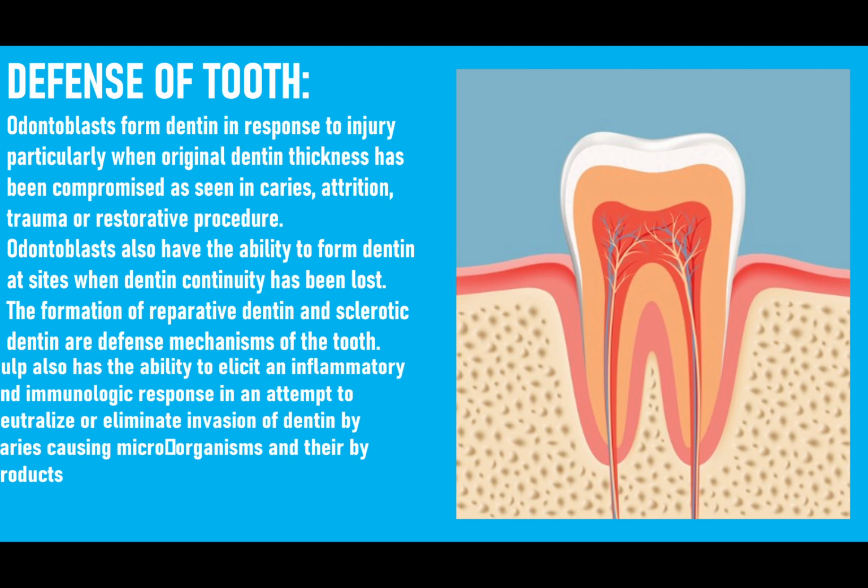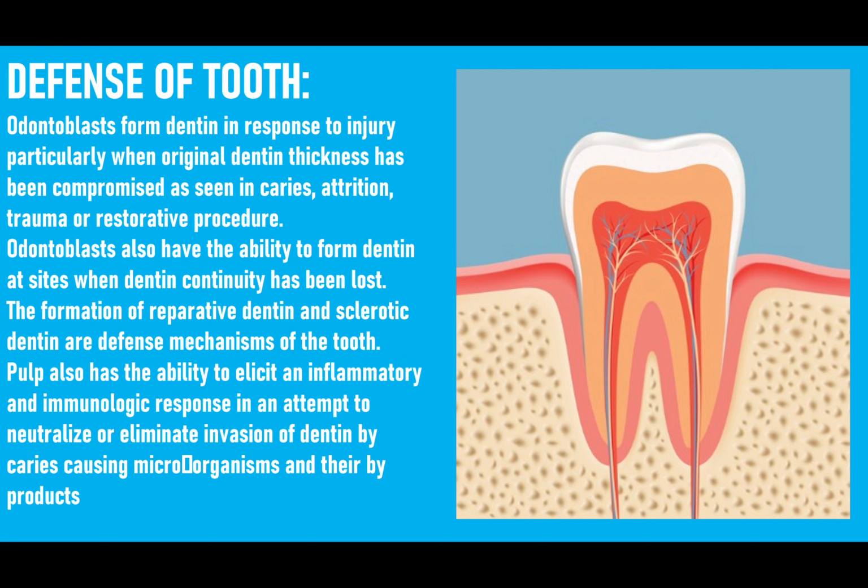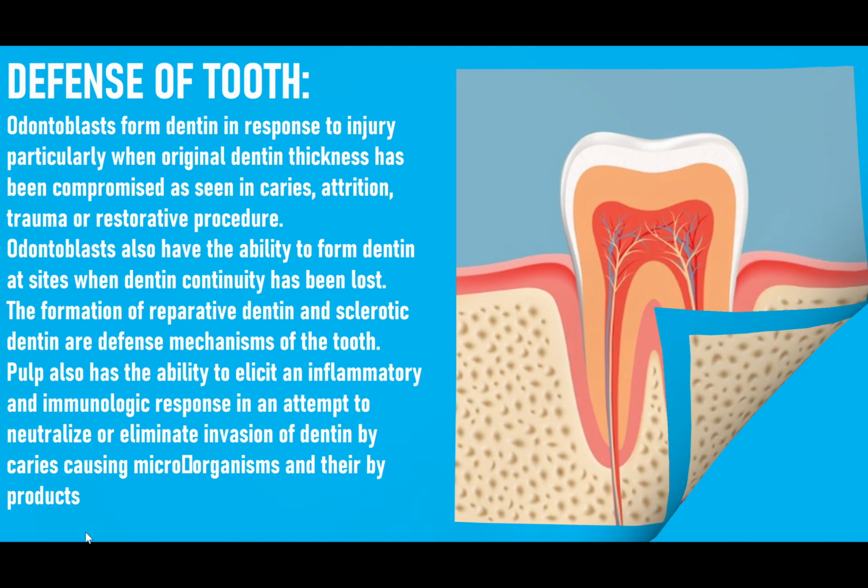Number second way pulp provides a defense function of the tooth is by its ability to elicit an inflammatory and immunological response in an attempt to neutralize or eliminate invasion of dentine by caries causing microorganisms and their byproducts. So we can say that defense of tooth by pulp is by two ways. One is dentine formation, and second is by eliciting an inflammatory or immunological response that attempts to neutralize and eliminate invasion of dentine by caries causing microorganisms and their byproducts.